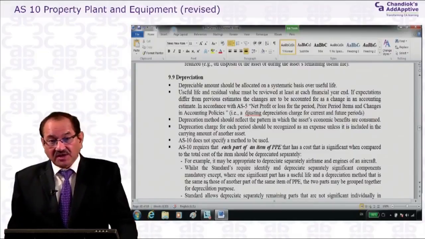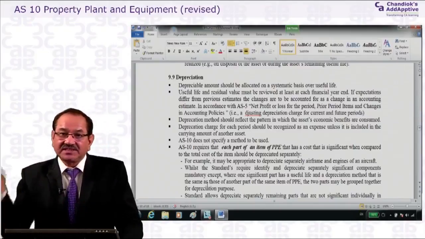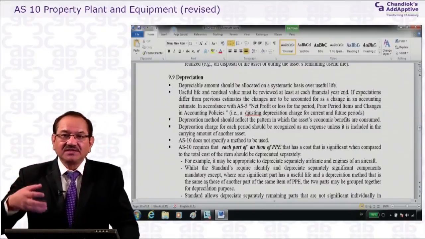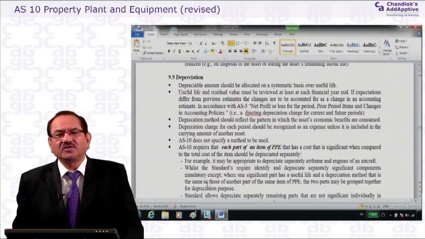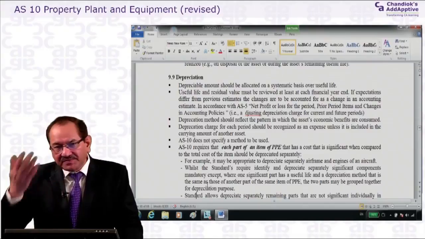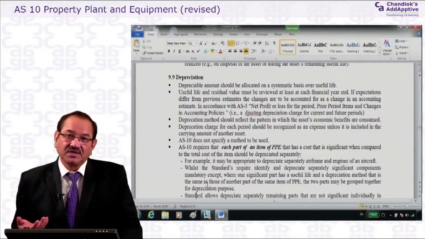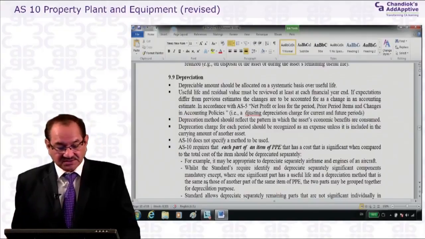Now that has to be necessarily put. Even if there is an increase in the value of the assets, still the depreciation has to be provided, because you have consumed some of the future benefit from that asset, and you have to put the cost of that consumption, and that's nothing but the depreciation.